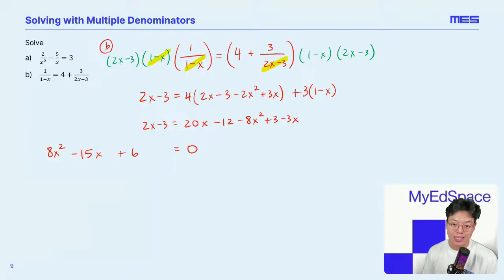Now, this one is a little tougher, right? This one will be a little tougher. Anyone off the top of their head know how to factor this one?